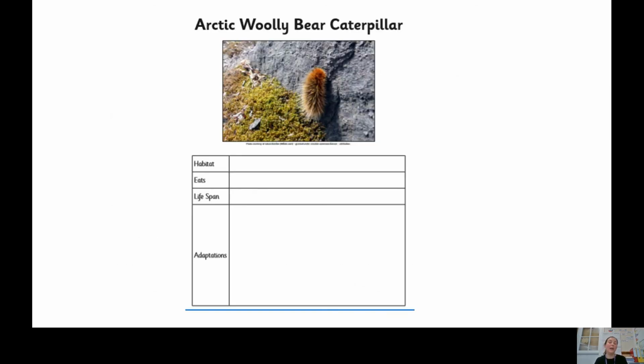And this is just a way that you can set it out. You do not need to set it out like this, but if you would like to, then you can do it with a picture on the top. Along the side, you can see I've got habitat, what it eats, its lifespan, and then a really big box for its adaptations, because I want that to be the main part of your research today. How is that creature adapted to live in this very extreme environment?